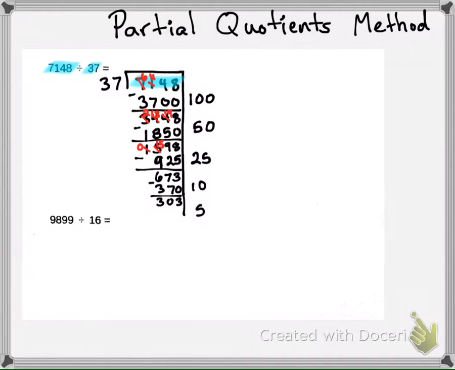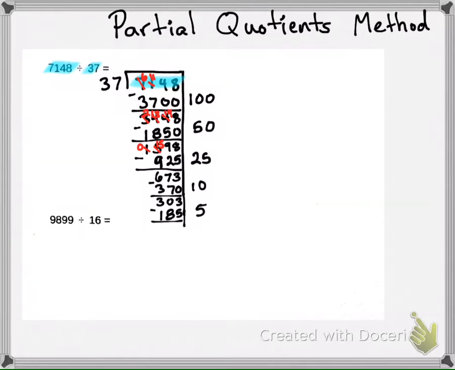Half of 370: half of 70, I know, is 35, and then half of 300 is 150. So there's my 1 there, and if I add 50 plus the 35, I'm going to get the 85 that I need. So that's why I changed the 3 to an 8, because 3 plus 5 is 8.